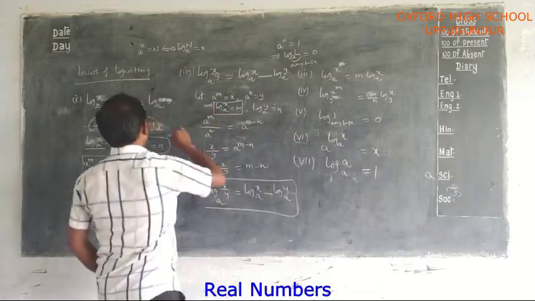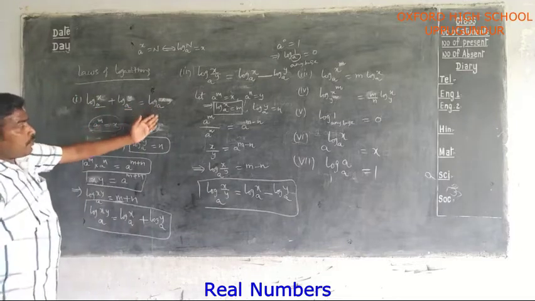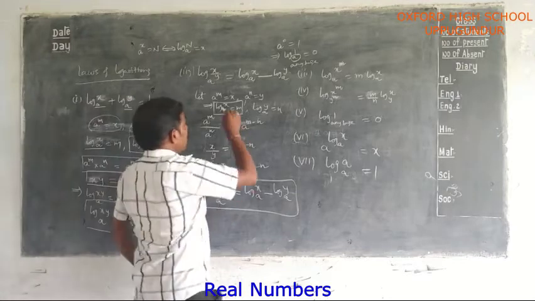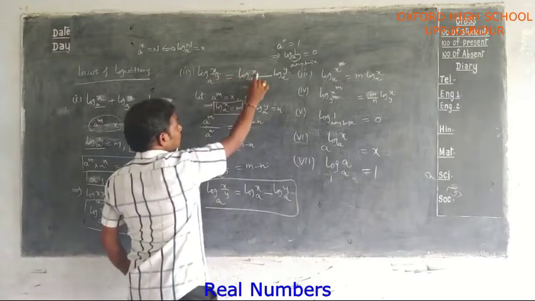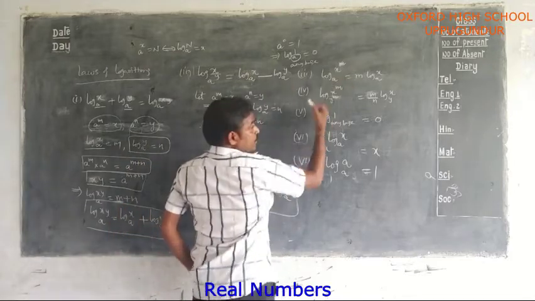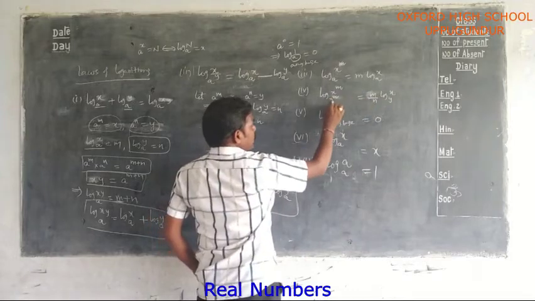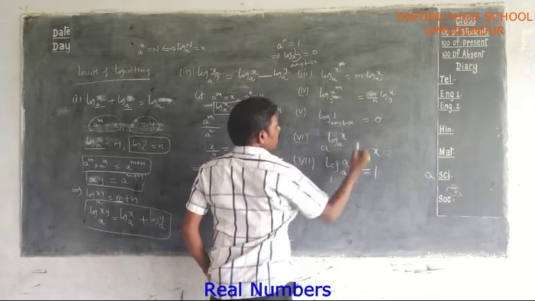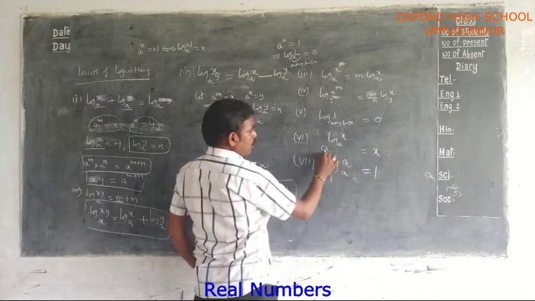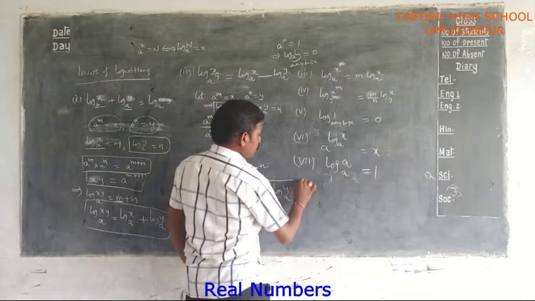So these are the laws of logarithms. Log xy to the base a equal to log x base a plus log y base a. Similarly, log x by y to the base a equal to log x base a minus log y base a. Log x power m to the base a equal to m into log x base a. Log x power m base y power n equal to m by n into log x base y. Log 1 to any base equal to 0. a power log x base a equal to x. Log a base a equal to 1.